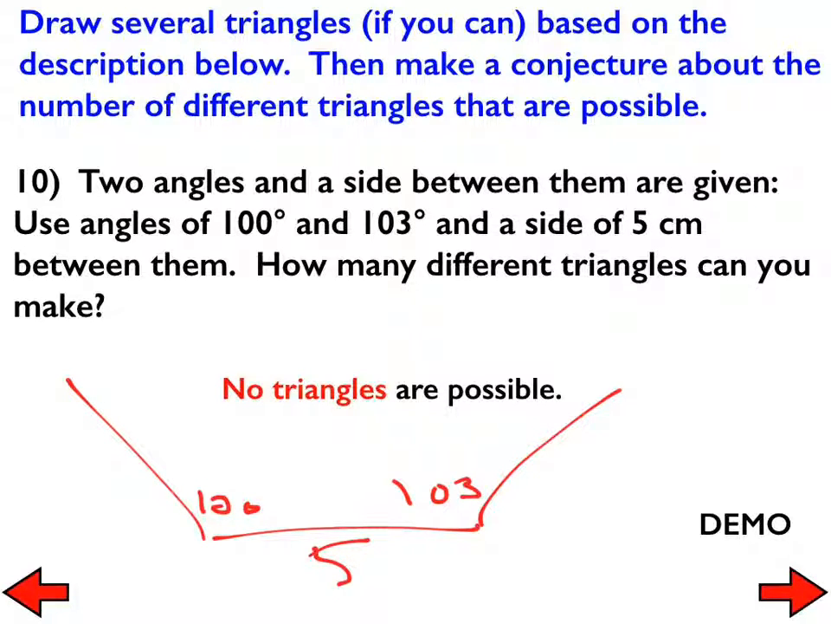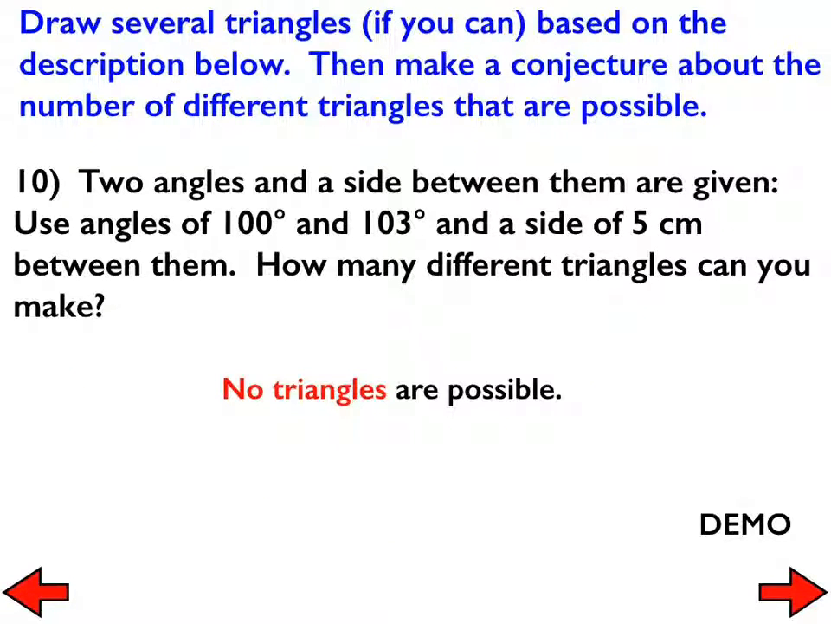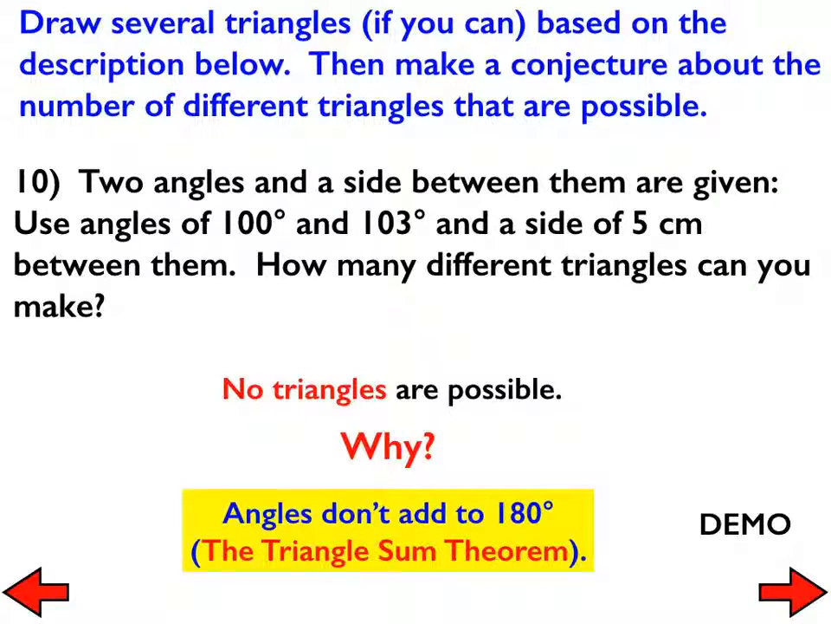If it was 90 degrees, it would go straight up. If it was more than 90, it would go out, which is not a triangle. It has to be less than 90 in order to go in and meet. So this is no triangles are possible. Go ahead and write that down. Because it does not meet the triangle sum theorem. Those two angles alone are bigger than 180. We don't even get to the third angle.